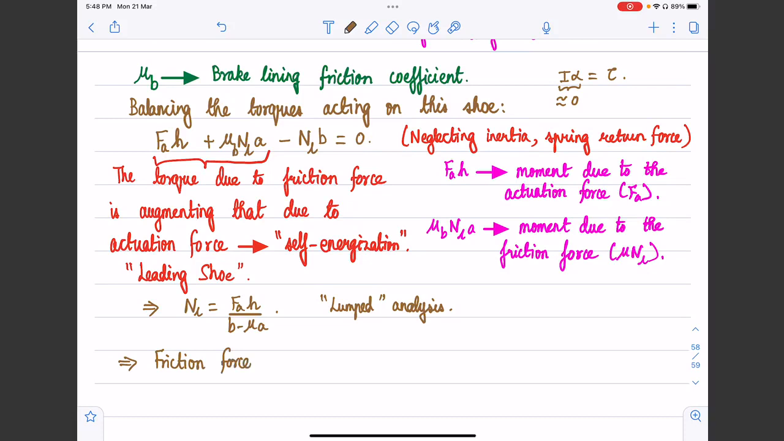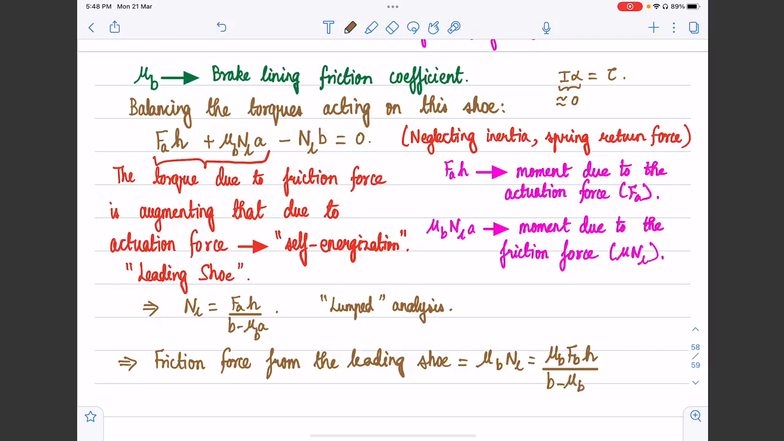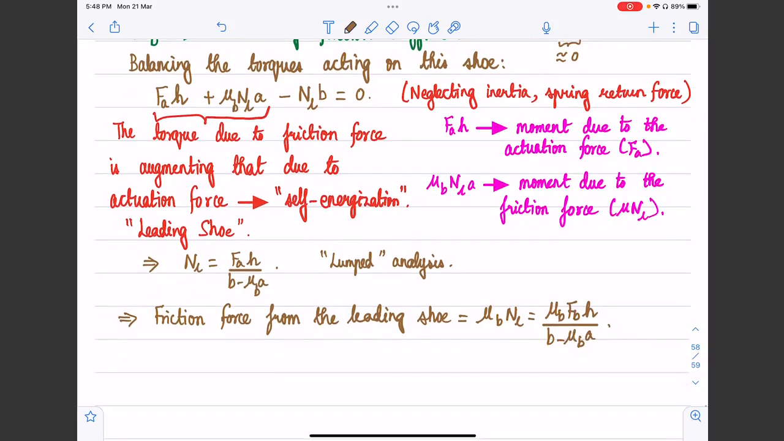So the friction force, or the braking force, from the leading shoe is going to be equal to mu B times NL, where mu B is the brake lining friction coefficient. Sorry, not L, once again, H. So this will be obtained as mu B FAH divided by B minus mu subscript B A. Okay, so that's what will happen.